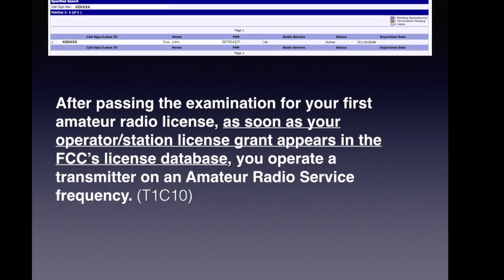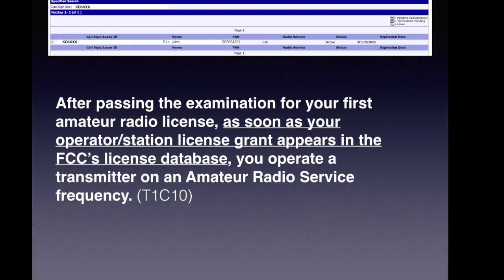And the FCC has stepped into the 21st century, so they have an online database. And they quit, as I mentioned earlier, giving a certificate. So after passing your examination, you can go to the online database and find your name. You can do a search by name or by call sign. But the question reads, after passing the examination for your first amateur radio license, as soon as your operator station license grant appears in the FCC's license database, you can operate your transmitter on an amateur radio service frequency.